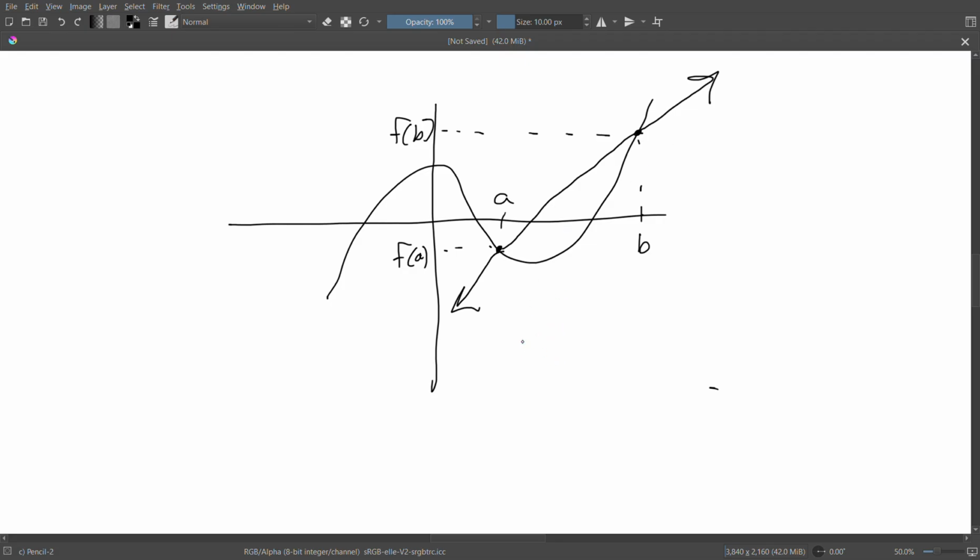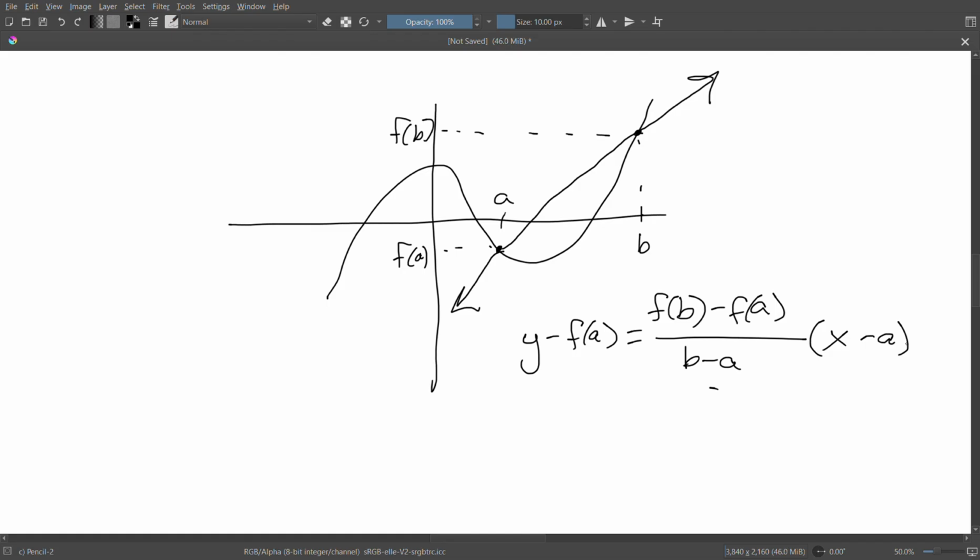So then the equation is going to be y minus f of a equals the change in y, which will be f of b minus f of a, over b minus a times x minus a. So this just comes from point-slope form. And yeah, here we go.